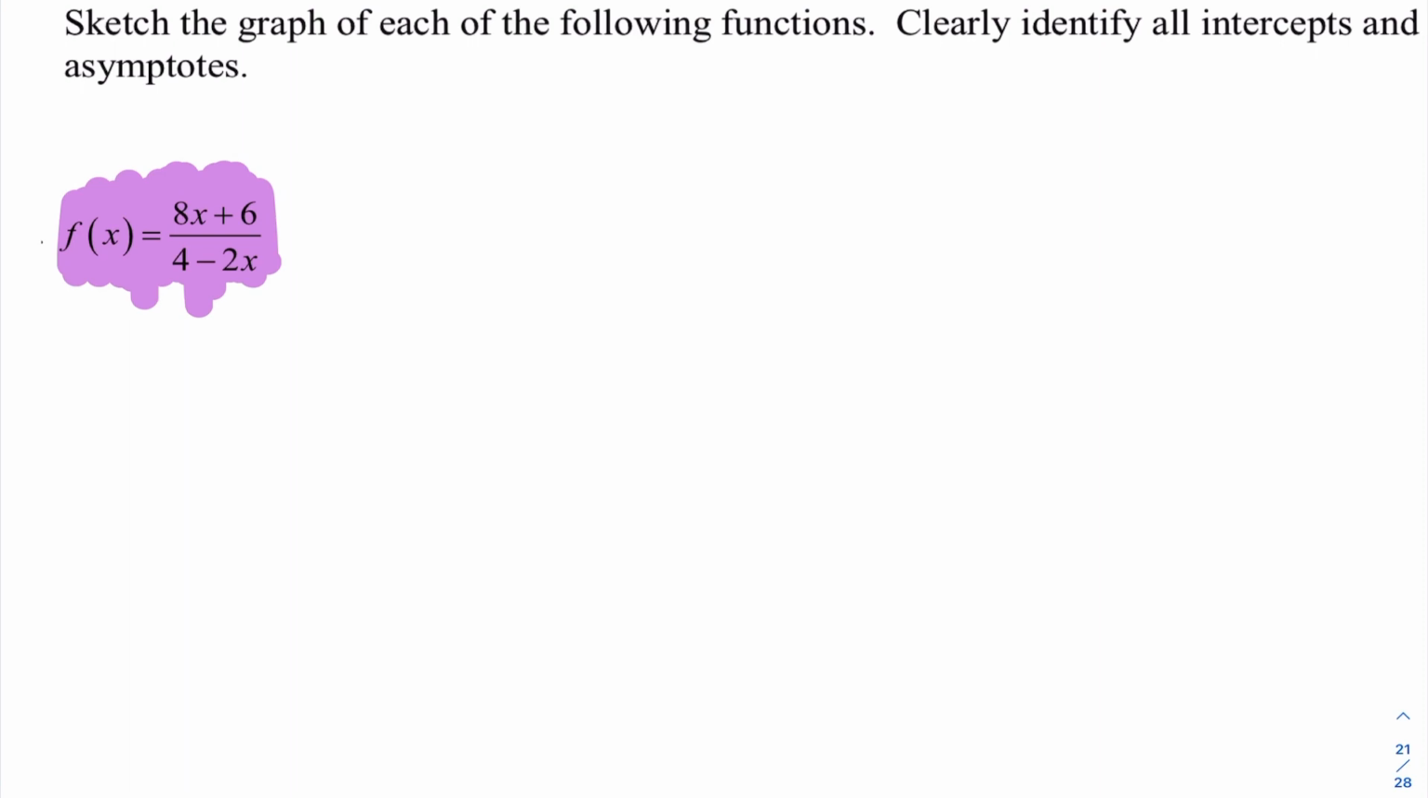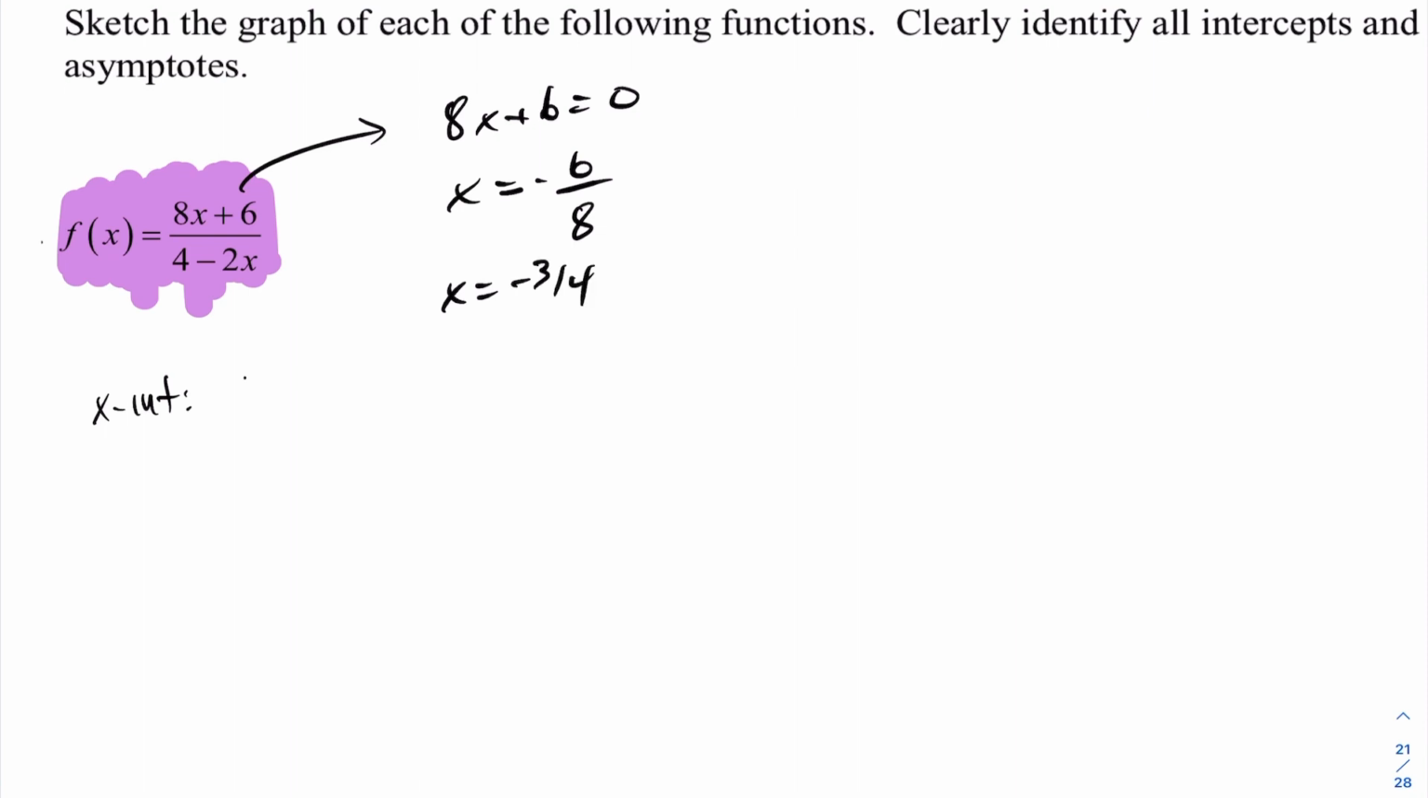Taking a look here, we first find our x-intercept. An x-intercept exists when the numerator is 0. So in this case, we're going to have 8x + 6 = 0, which implies x is -6/8. Reducing that, dividing top and bottom by 2, we have an x-intercept of -3/4. There's one of our roots.